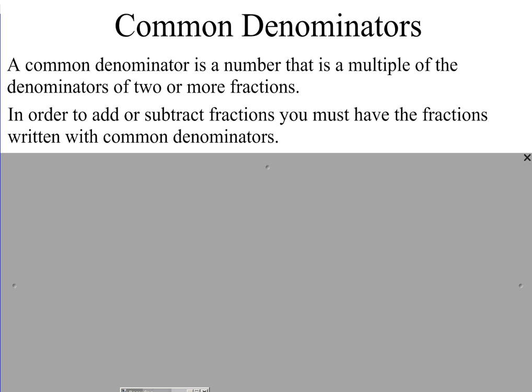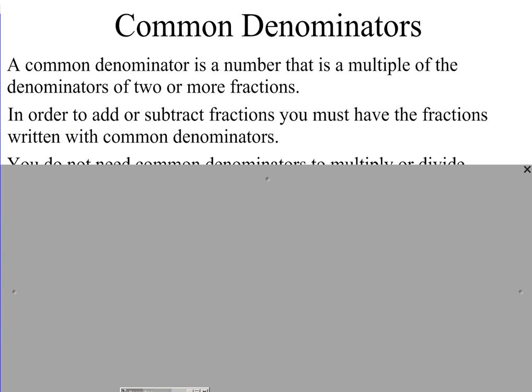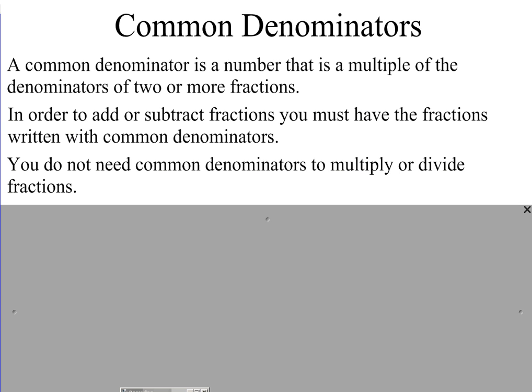In order to add or subtract fractions, you must have the fractions written with common denominators. So you cannot add or subtract fractions in which the denominators do not match. You do not need common denominators when you multiply or divide fractions. We'll talk about all 4 operations: addition, subtraction, multiplication, and division. The biggest thing to remember is you must only have a common denominator if you are adding or subtracting. Multiplying and dividing any 2 fractions, we can multiply together or divide no matter what the denominators look like.